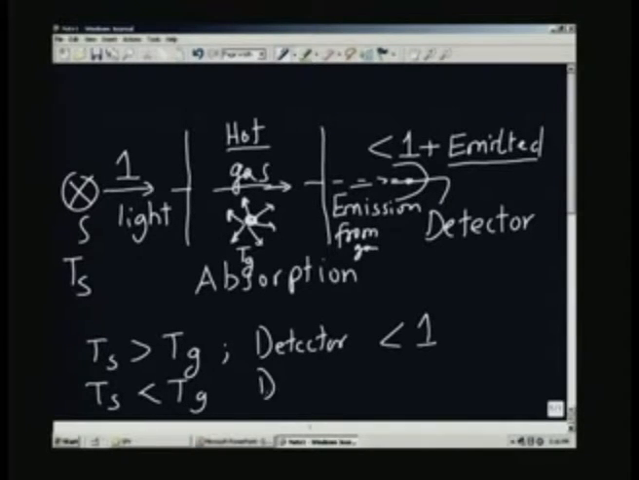the detector will actually give you something greater than 1, because it is overcompensated. There is more radiation from the hot gas contributing to the signal at the detector, and therefore the reduction of the source signal is overcompensated. That means the detector is going to give you a net signal greater than the amount leaving the source. So, just remember or recapitulate what we did earlier when we talked about the brightness temperature.